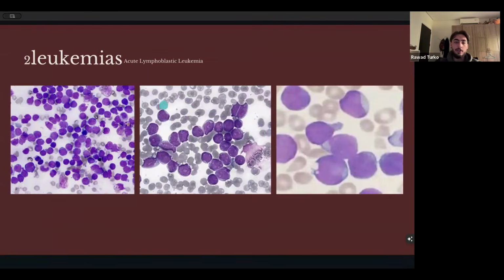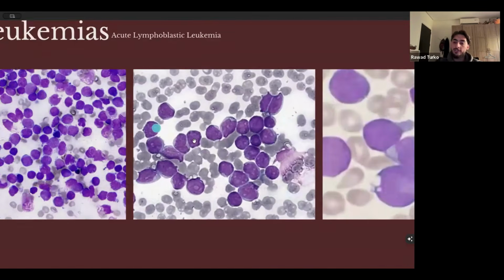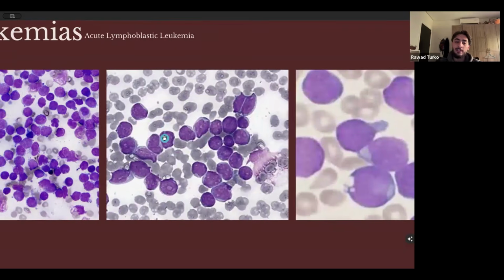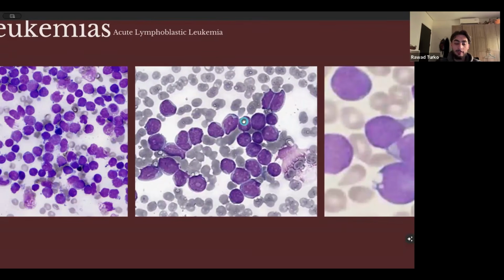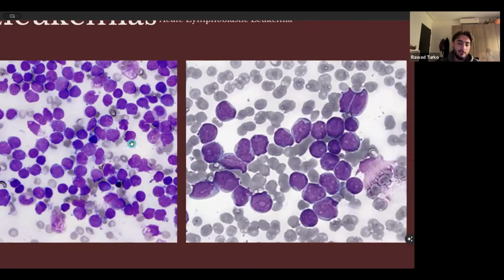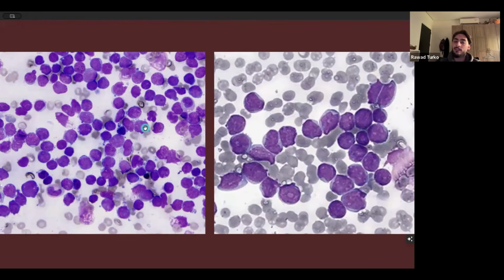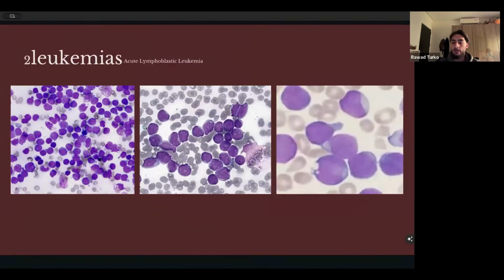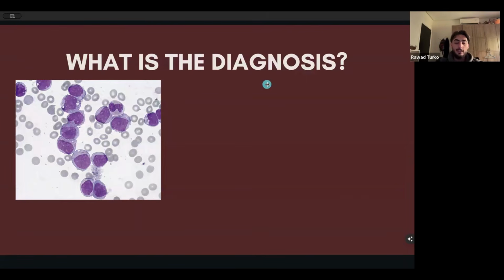All right, and here are a few pictures of acute lymphoblastic leukemia. Again, we see that there's no granules. We see that there's very scant cytoplasm. It's not very apparent, and we can't really see the nucleoli all that well. So these look like lymphocytes that are a little bit weird. They don't look like myeloid cells. So that's how you know that it's an acute lymphoblastic leukemia. Now, who can tell me what the diagnosis is here?